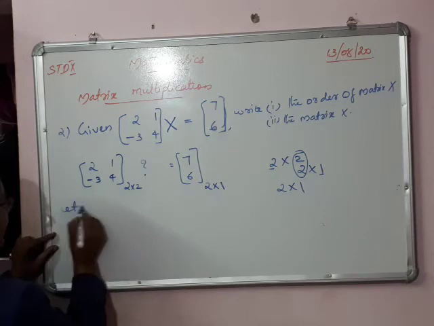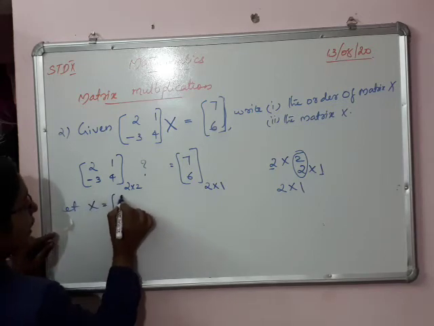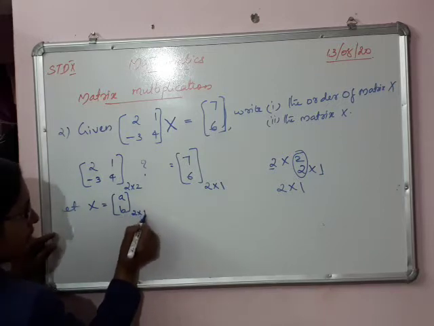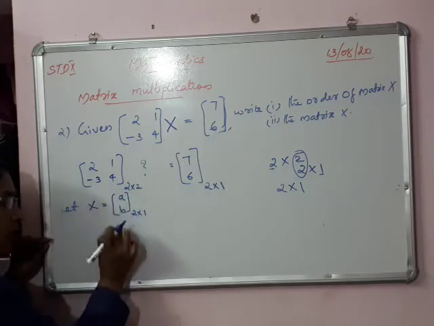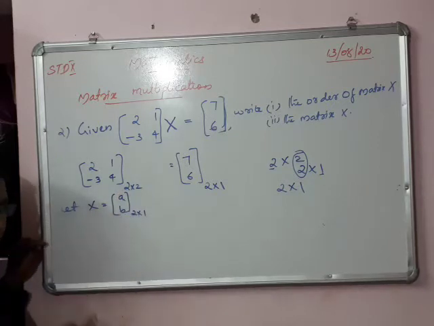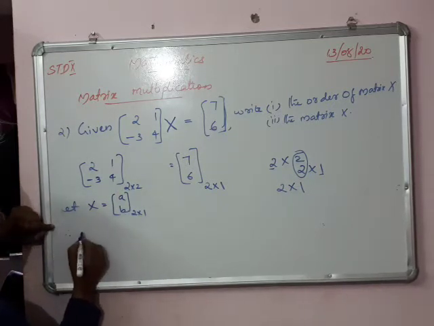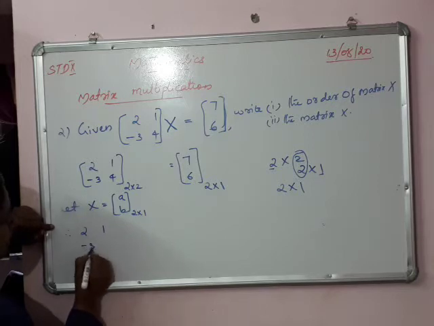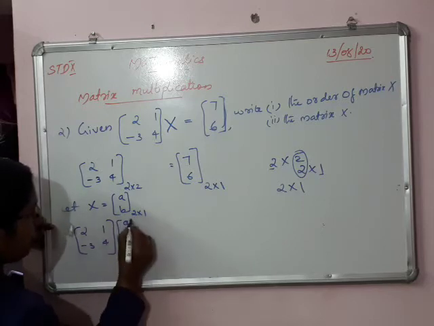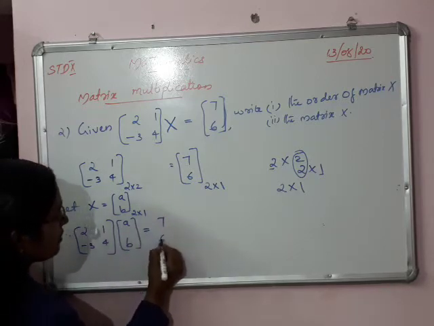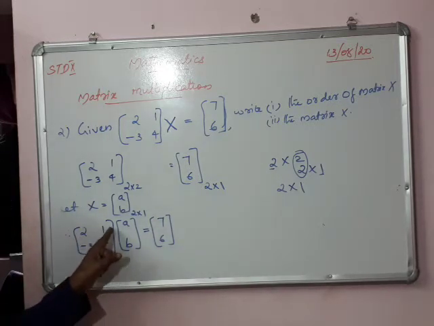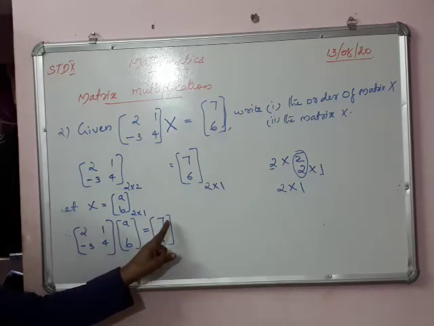So let X is equal to [A, B]. What is the order of this matrix? 2 by 1, 2 rows and 1 column. So we are assuming the elements of this matrix are A and B. Then, [2, 1; -3, 4] into [A; B]. We don't know AB, and the result is given as [7; 6]. The matrix [2, 1; -3, 4] multiplied with [A; B] gives the result 7 and 6.